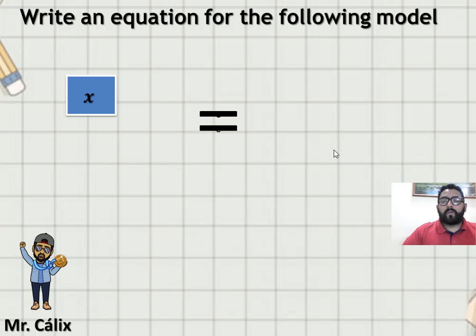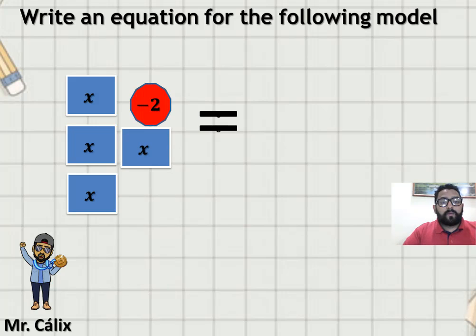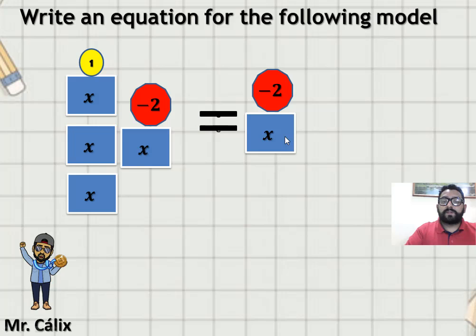In the second one, we have 1, 2, 3 squares. We don't know the measurement or the pounds or the quantity of how many things we have here. And we have this one and this one. So we have x plus x plus x plus x, plus this one, plus this minus 2. So what do we have to do? On the other side we have this that represents the negative 2, and here represents the x.